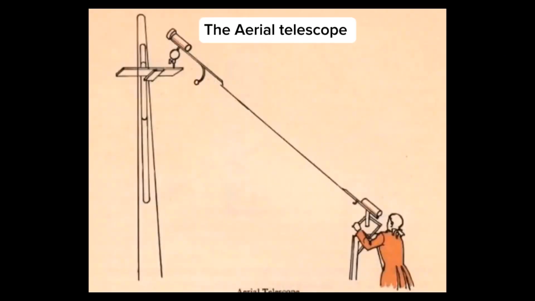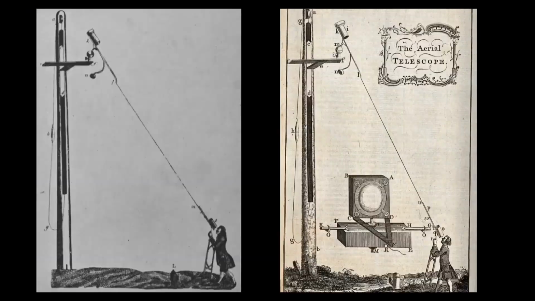Now we're going to pass on to the aerial telescope, the instrument without an optical tube. We have an objective lens mounted on a high pole, and the lens is aligned using a rope or a string mounted on a system, while the eyepiece is handheld.